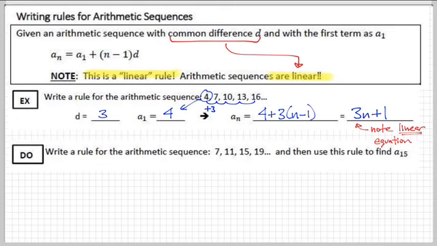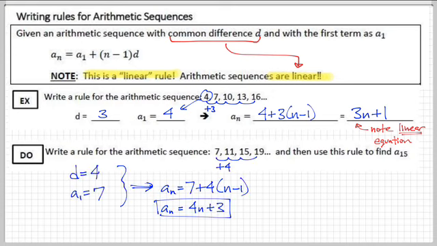So go ahead on your own and do this. Write out the rule for the nth term of this sequence. We'll pause it here. 1, 2, 3. Start up. Starting from 7, adding my common difference n minus 1 times, I simplify it to 4n plus 3.